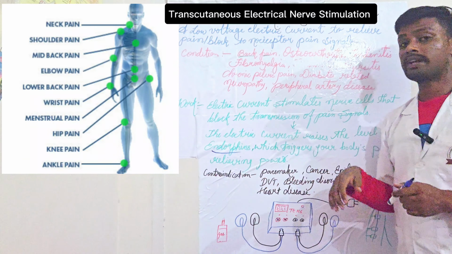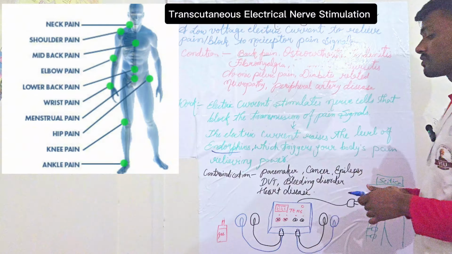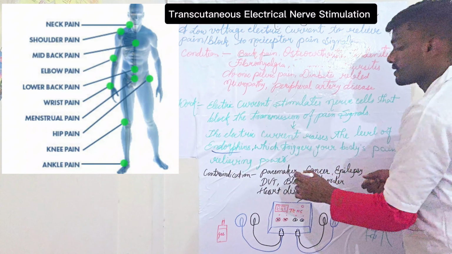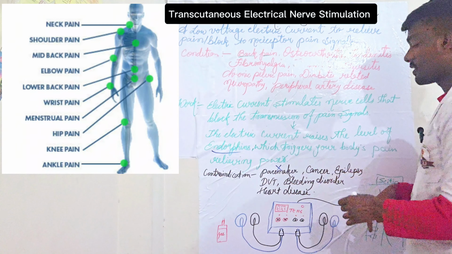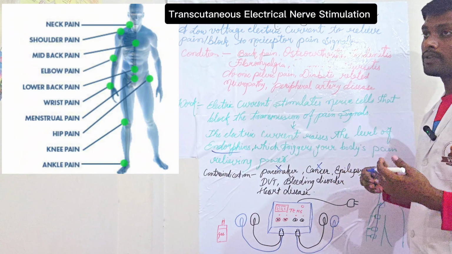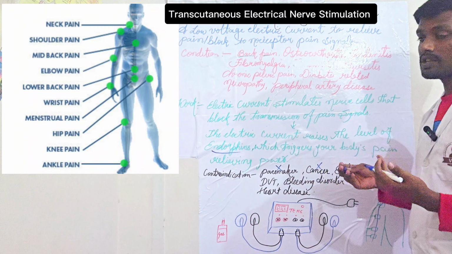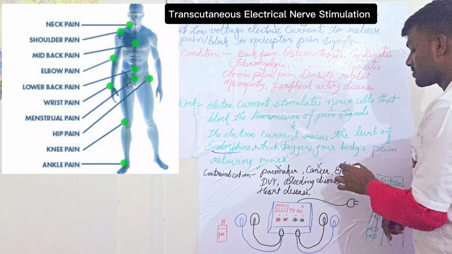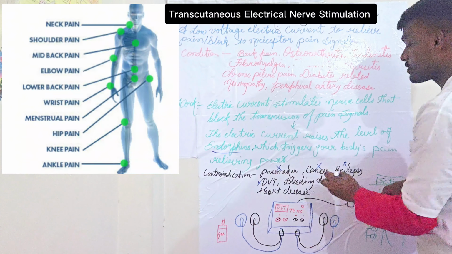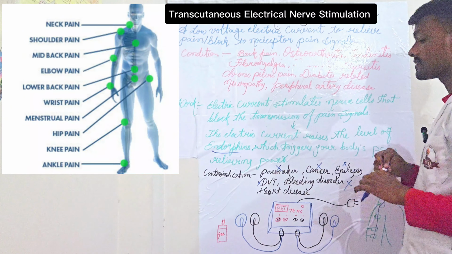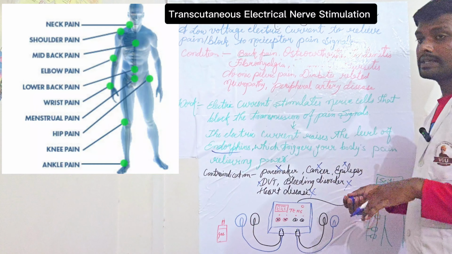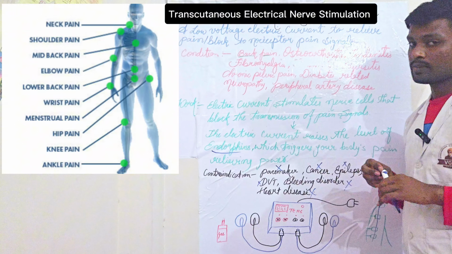What are the contraindications, where we cannot apply the TENS machine? A pacemaker, which is present near the heart, where we cannot apply the TENS machine. Also cancer patients, since there is a higher chance the patient will not accommodate it or will feel a burning sensation. Epilepsy patients also, and DVT, deep vein thrombosis patients. Bleeding disorders like hemorrhagic conditions, and heart related disease, we do not apply it. Also metal implants and pregnancy. Those are some contraindications where we do not apply the TENS machine.